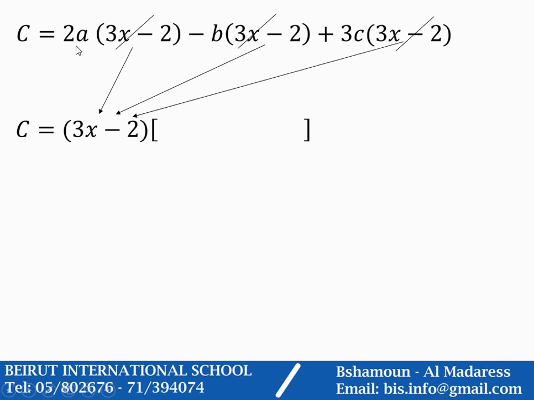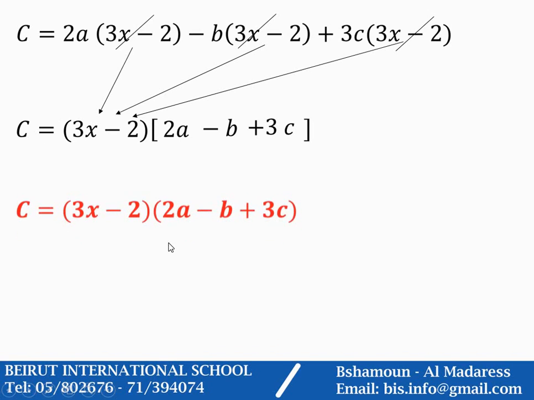From the first term, it remains 2a. From the second term, what does it remain? b or minus b? Yes, it's minus b. And from the third term, it remains plus 3c. But here you have no like terms inside and no parentheses to remove, so this is the final answer of the factorization of C. Since between the factors you have no sign, you have multiplication. So you write it 3x minus 2 into 2a minus b plus 3c.